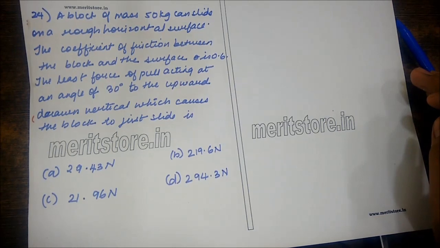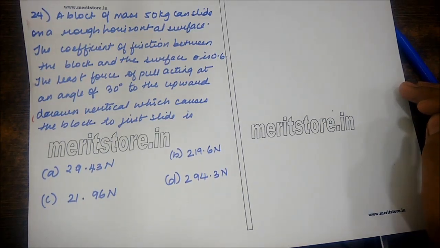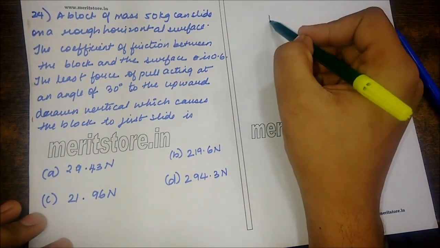On a rough horizontal surface, the coefficient of friction between the block and the surface is 0.6. The least force of pull acting at an angle of 30 degree upwards from the vertical, which causes the block to just move, is. Let us make a diagram and understand the question.